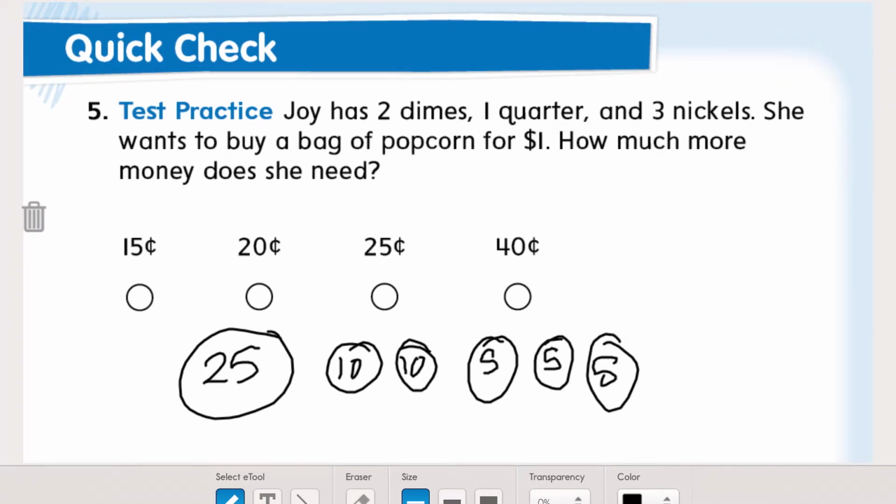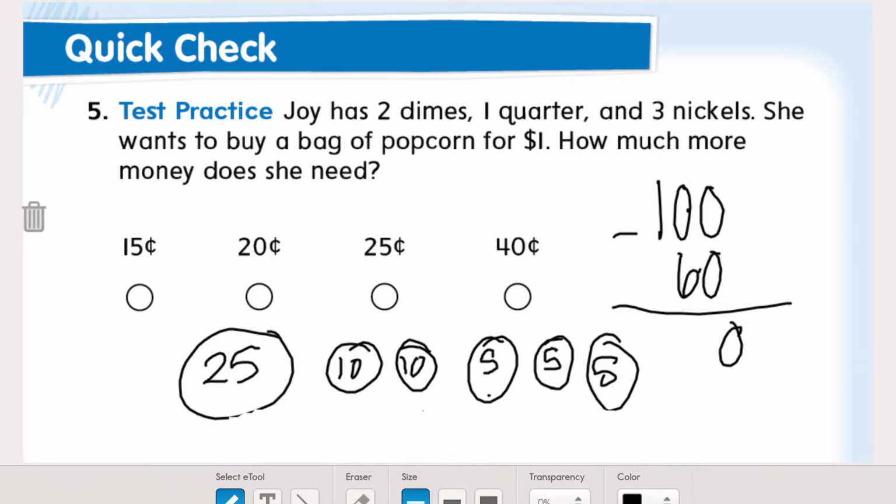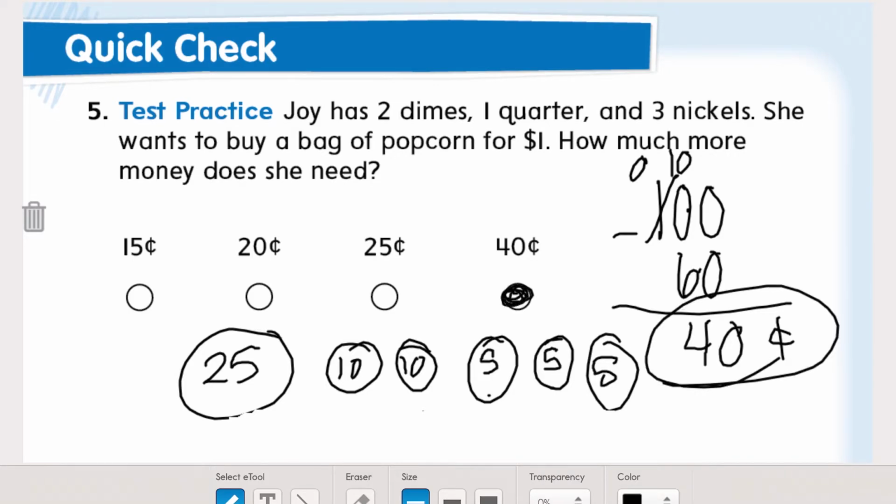She wants to buy a bag of popcorn for $1. How much more money does she need? So we've got 25, 35, 45, 50, 55, 60. 100 cents is $1. And Joy has 60, so we need to find out how much more she needs. 0 minus 0 is 0. 0 take away 6 we can't do, so we need to cross out our 100. We're going to take it and make it 10 tens. 10 tens minus 6 tens equals 4 tens. So we have 40 cents Joy needs in order to get to $1.